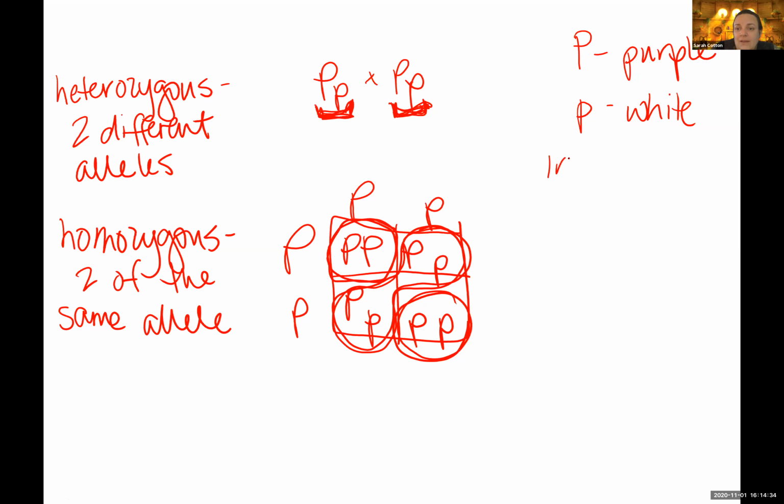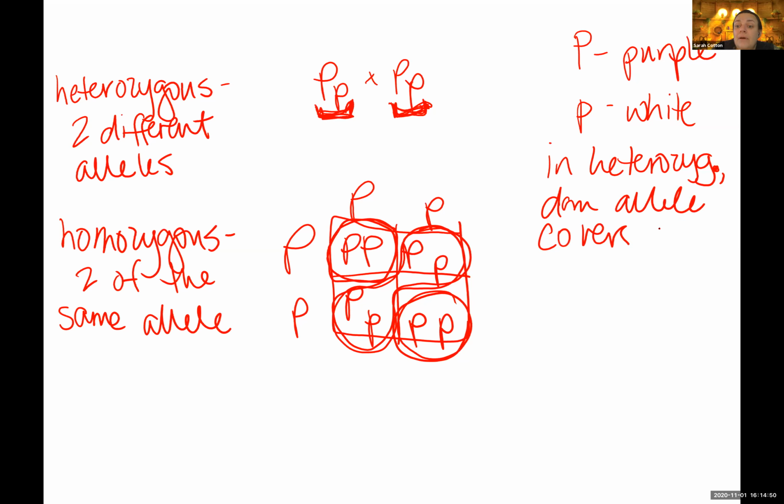So in heterozygotes, I'm zyg because I ran out of room. Okay, the dominant allele covers up the recessive allele. That's what it means to be dominant over recessive. Okay. All right. So remember what I said a second ago.